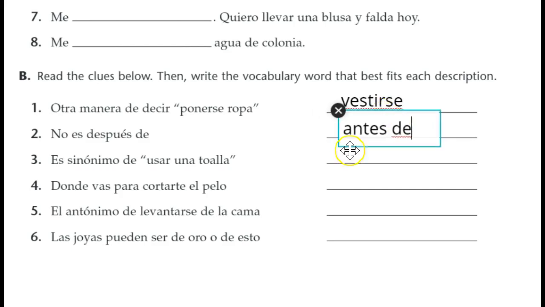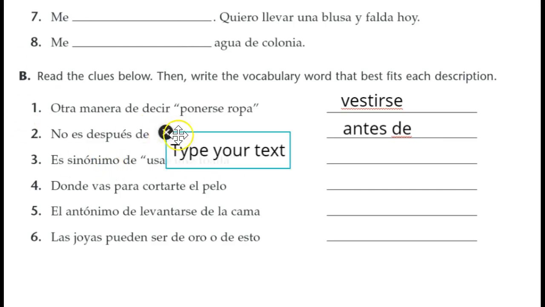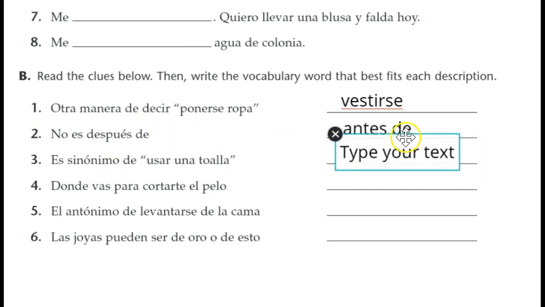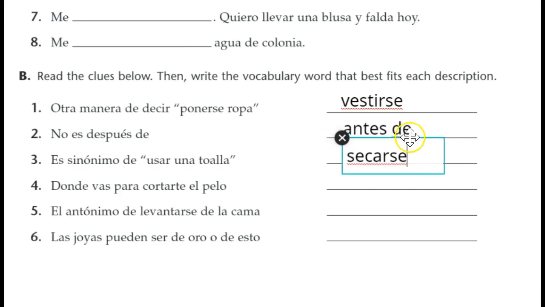El sinónimo de usar una toalla, the same as a synonym for using a towel. Well, that means you're drying off. So it's secarse, okay? And every time you have a verb in there, you're going to use the se. It means that it's a reflexive verb, and it's the infinitive of that verb. Okay, so I'll let you keep going with this, okay?